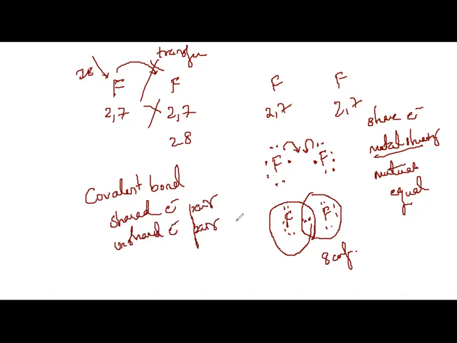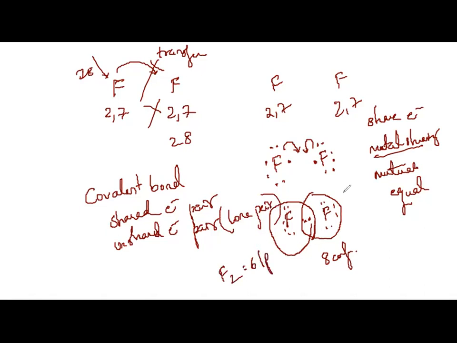If I say unshared electrons, there are 6 electrons on each fluorine. Unshared electron pairs, 3 pairs of electrons, which are also called as what? Lone pairs. When I say pairs, we'll consider 2 electrons each. So how many lone pairs are there in fluorine? 3 lone pairs on each fluorine atom. In fluorine molecule, how many lone pairs? 3 lone pairs on one fluorine atom, 3 lone pairs on other. So there are 6 lone pairs.